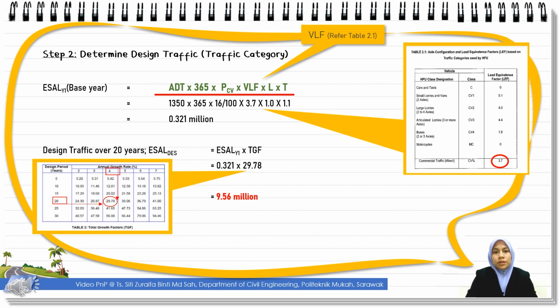When you get the value of axle design, you must refer to table 2.5 and match it with the suitable value from the list of traffic category.